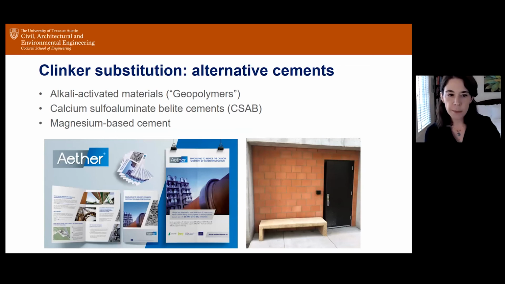The other type of option in terms of clinker substitution, and clinker being the Portland cement material that's in a cement, is what we call alternative cements.